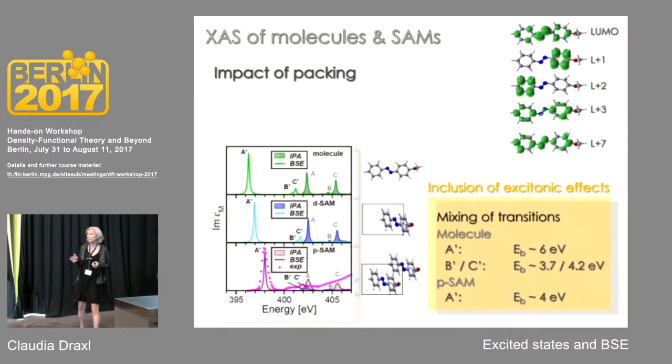And this brings me back to the aspect of screening, because here we have the most efficient screening. So the binding energy is smallest. That's why peak A shifts least. Whereas in the single molecule, there's no screening basically at all, or very little screening. And that's why these excitonic effects are most pronounced.